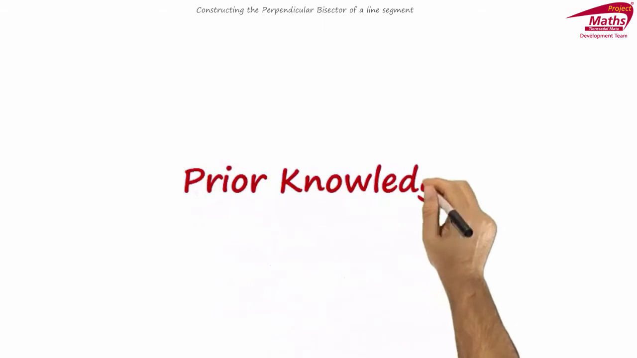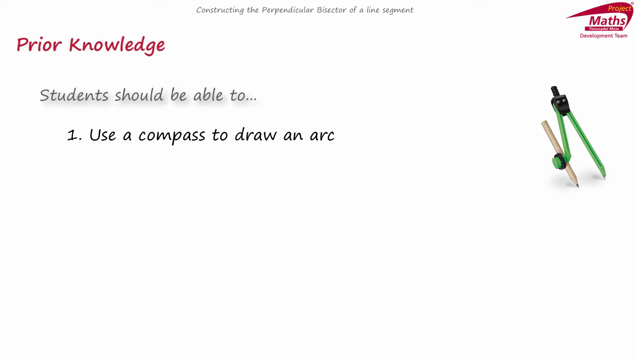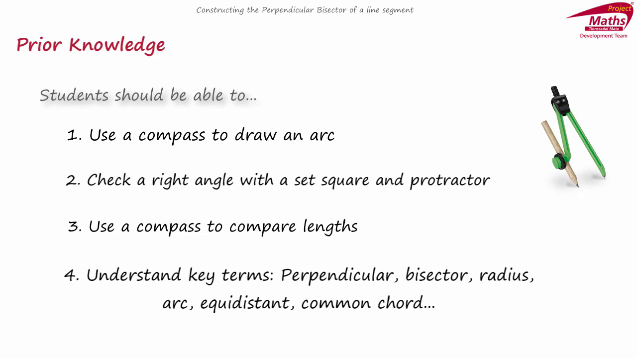construction. Prior knowledge. Students should be able to use a compass to draw an arc, check a right angle with a set square and protractor, use a compass to compare lengths, and understand key terms such as perpendicular, bisector, radius, arc, equidistant, common chord.